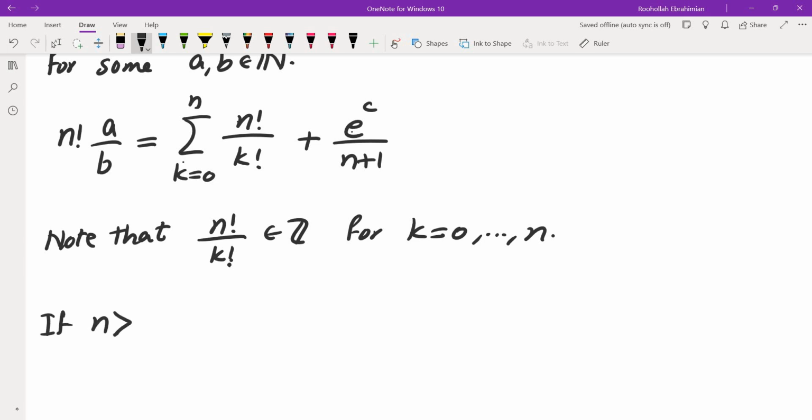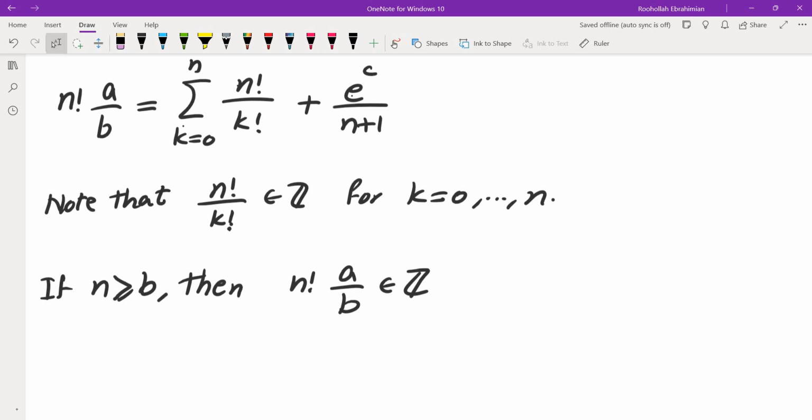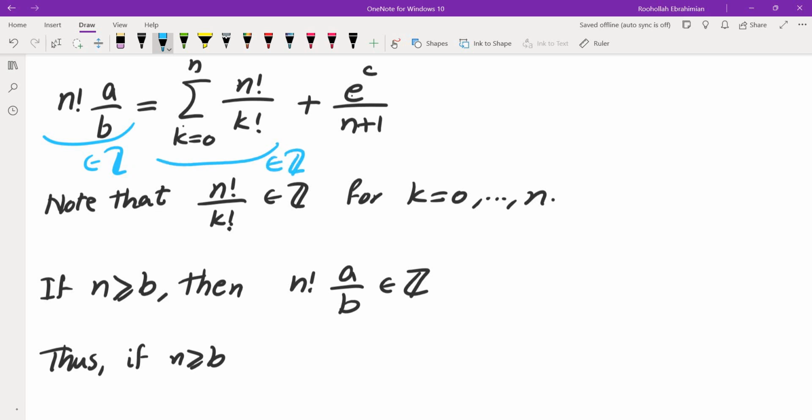If n is at least b, then n factorial times a over b must also be an integer, because if n is at least b, then the denominator is going to be cancelled with the n factorial, because there's going to be some b in the product of 1 through n. So thus, if n is at least b, we know this is an integer, we know this is an integer, and the difference of two integers must be an integer. So that means if n is greater than or equal to b, then e to the c over n plus 1 must be an integer.